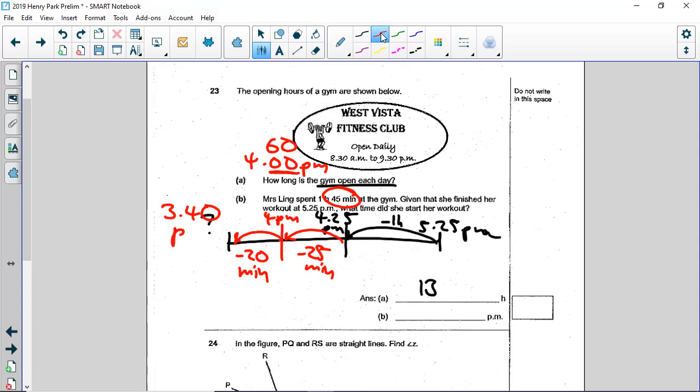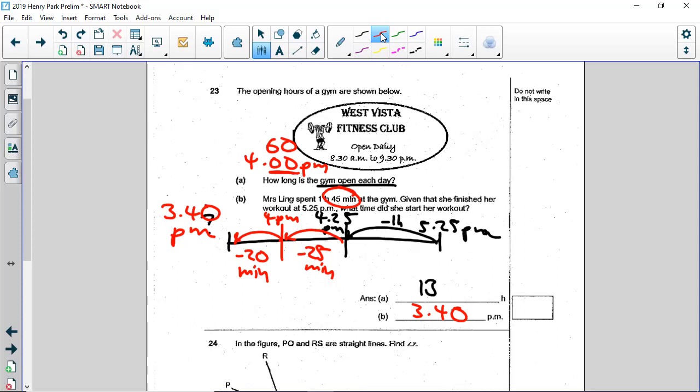3:40 p.m. And your answer has to be, oh no, it's a 12-hour clock, right? So the answer is 3:40 p.m. And that's the starting time, right? She started her workout at 3:40 p.m. Okay, understand? Clear so far? All right, let's go on to the next one.